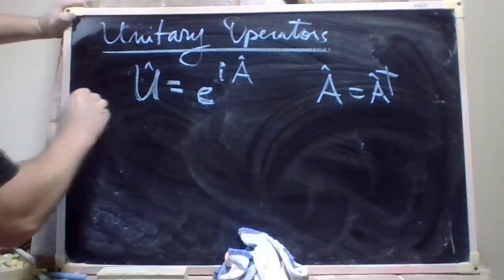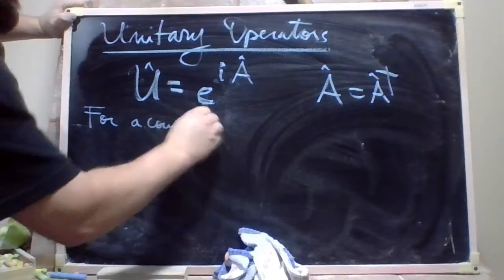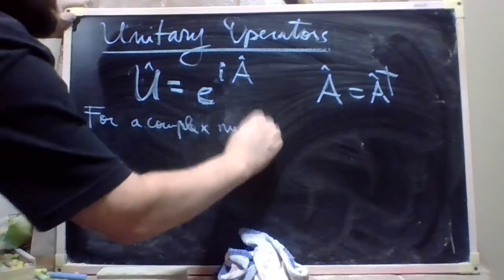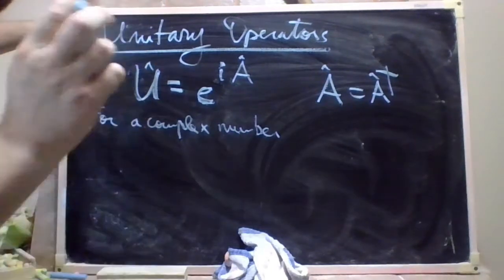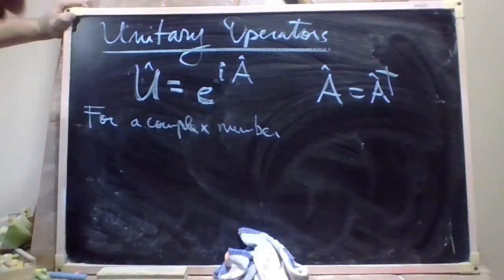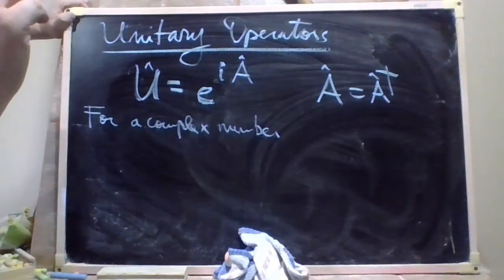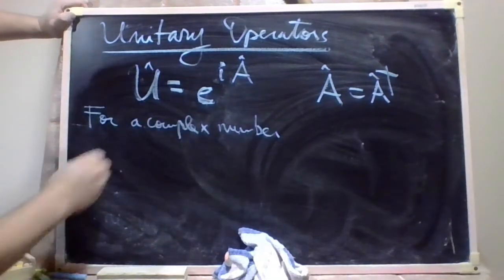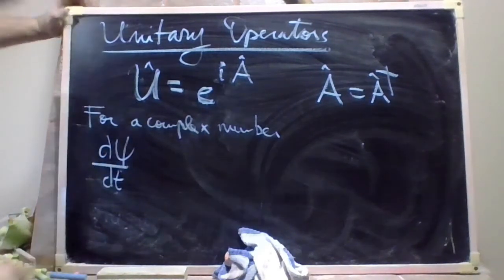But now let's remember the first thing we did. For a complex number, what is this unitary operator? If you want to keep the modulus of a complex number, a complex number satisfies an equation of this form.